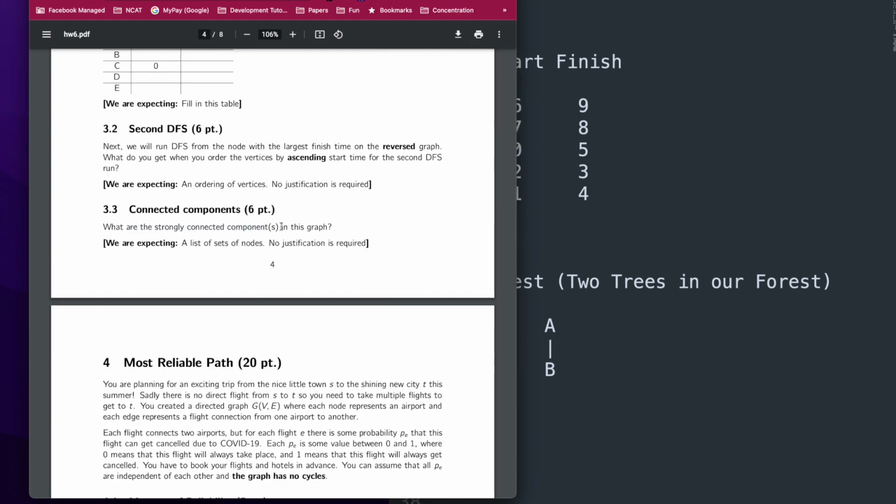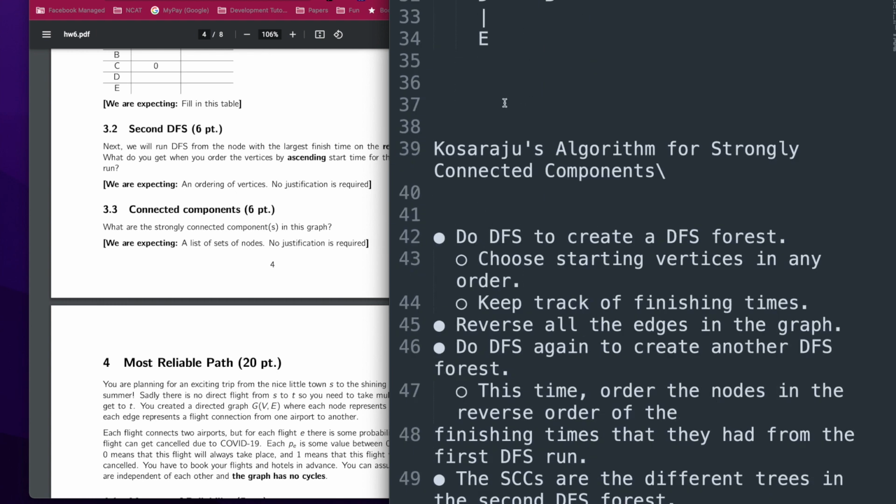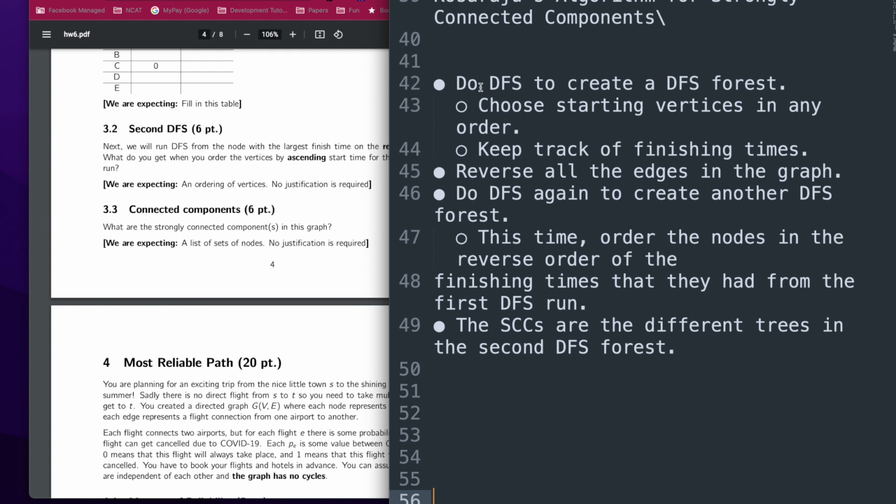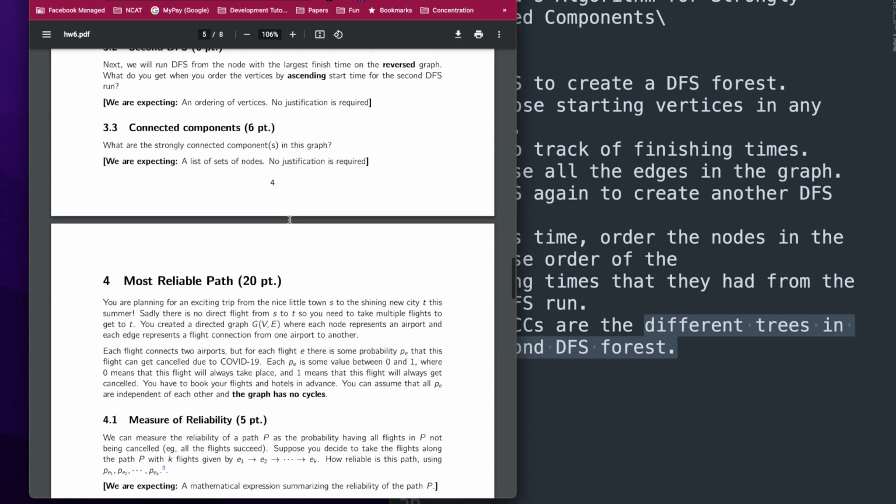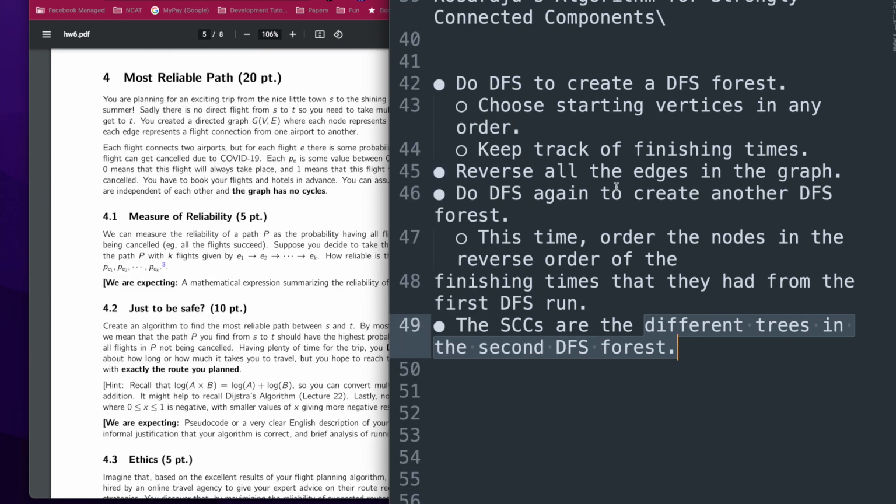Cool. And then the last question is, what are the strongly connected components in the graph? So again, if you look at the definition of our algorithm that we started with, we run DFS, we keep track of finish times, we reverse all the edges, we do DFS again, we create another forest, and then the strongly connected components are going to be the different trees in the second DFS forest. So it should be pretty obvious what the different trees are here.